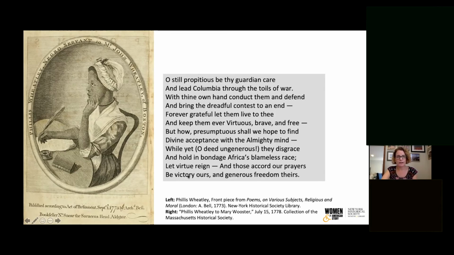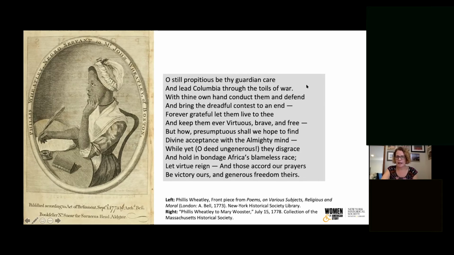Forever grateful, let them live to thee, and keep them ever virtuous, brave, and free. But how, presumptuous, shall we hope to find divine acceptance with the Almighty mind, while yet, O deed ungenerous, they disgrace and hold in bondage Africa's blameless race. Let virtue reign, and those accord our prayers, be victory ours, and generous freedom theirs.